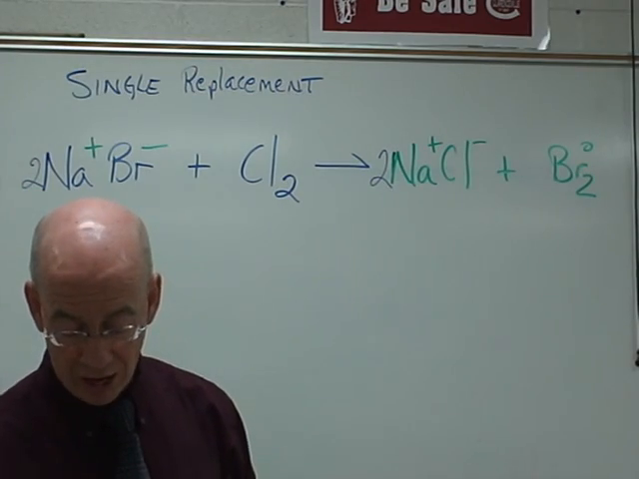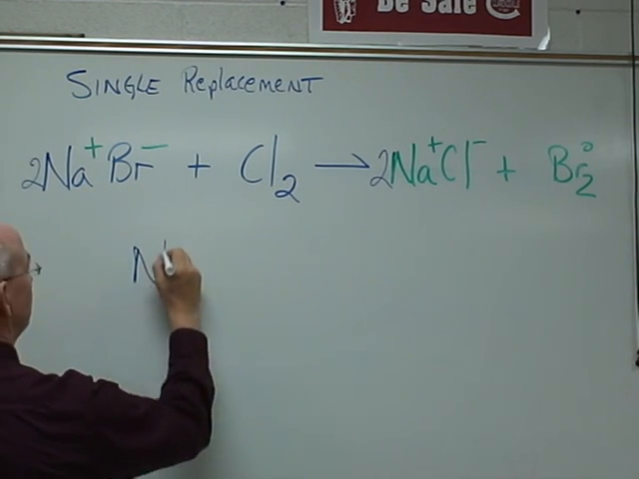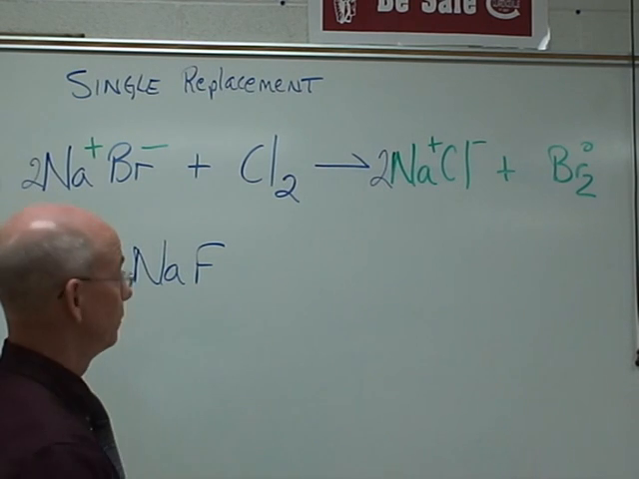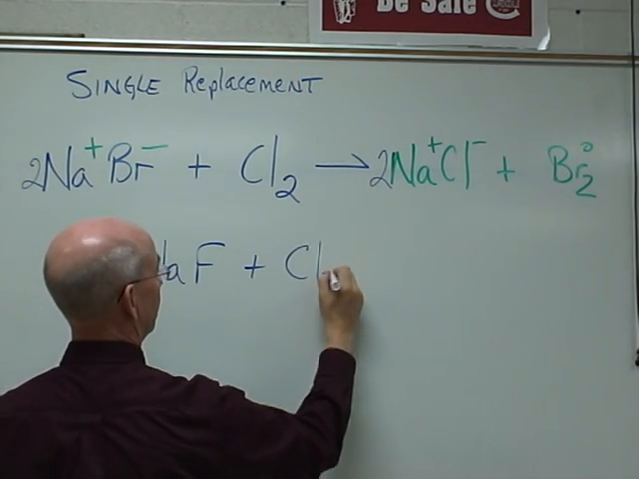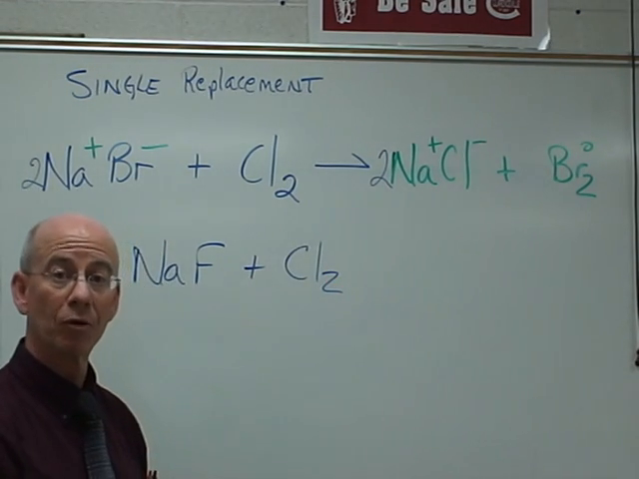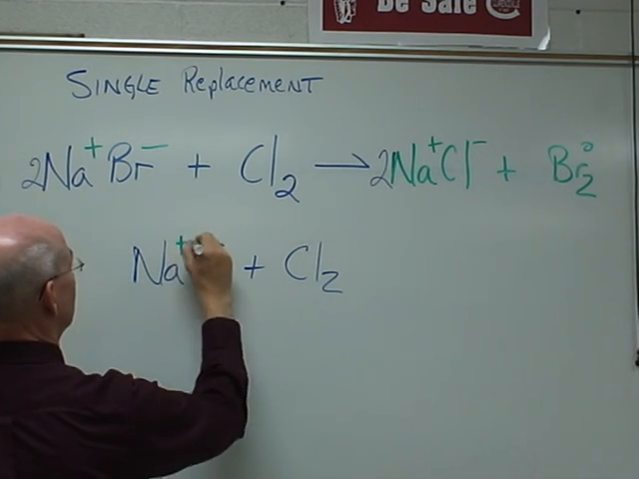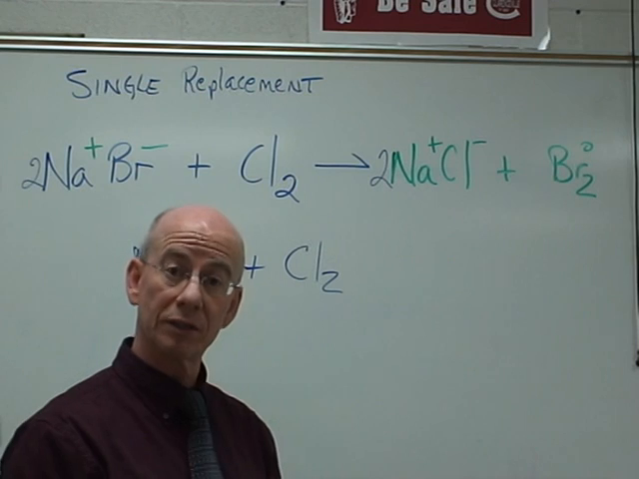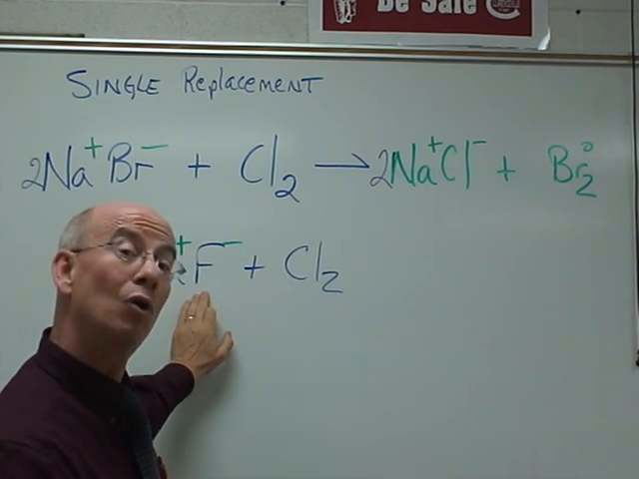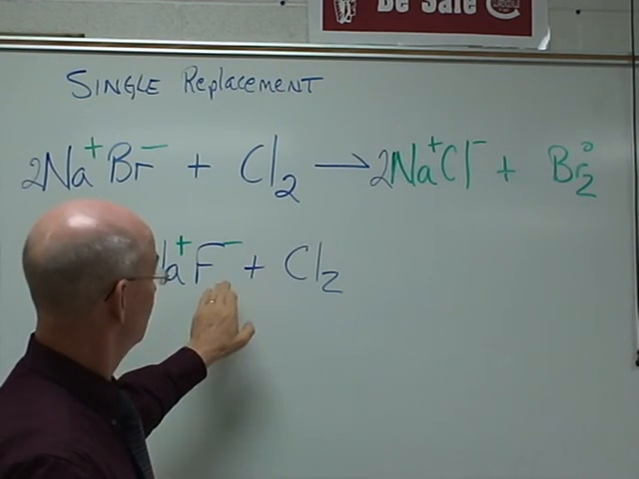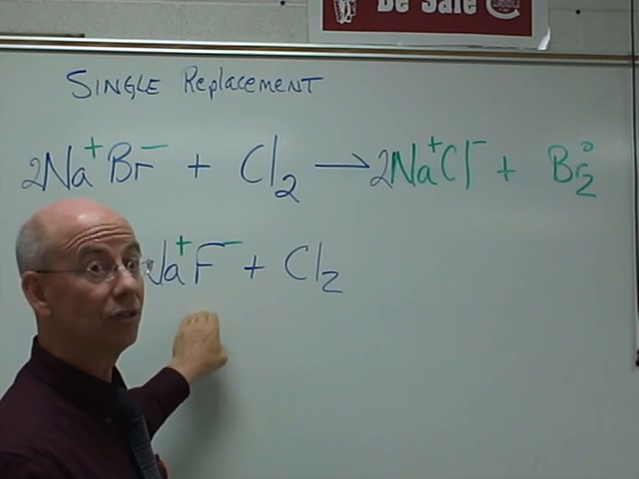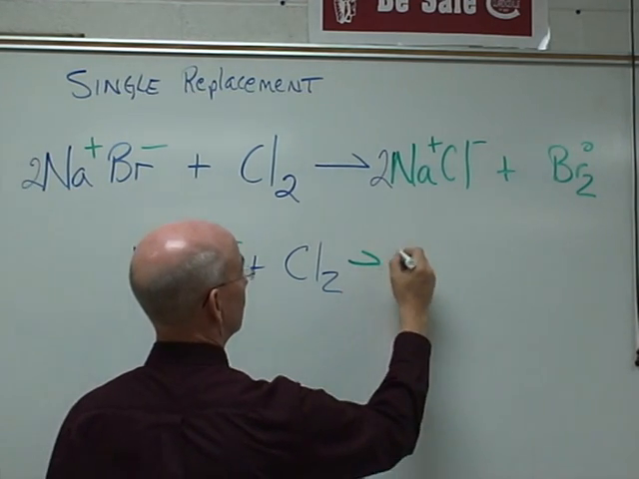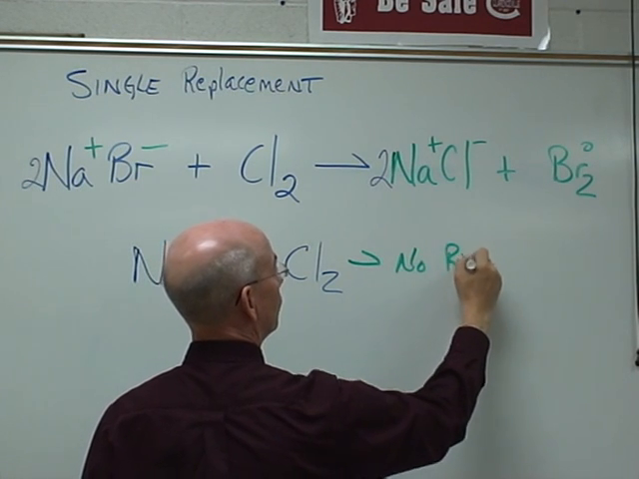What if we wanted to try this? Sodium fluoride plus chlorine. And I picked that one on purpose because it should be obvious. The formula here is correct. Now, based on the chart, and we looked at the chart, fluorine is the most active nonmetal. It is more active than chlorine. So there's not going to be any replacement here. No reaction. So you'd simply write no reaction.